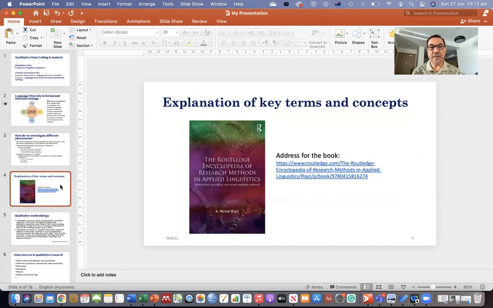If you are interested, I refer you to my Encyclopedia of Research Methods in Applied Linguistics, published by Routledge, which includes key terms and concepts that you can find in that book related to the three research paradigms, as well as different methodology.